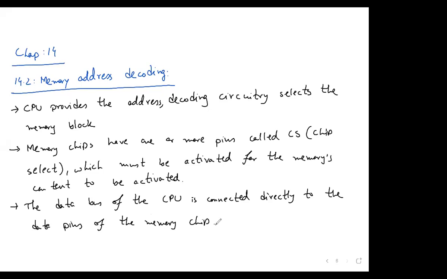Okay, so let me explain up to this. These are again quite straightforward. If you just read, you will understand. So the CPU will provide the address, and we need a decoding circuitry which will select the memory block that we want to use. Normally, our memory chips have one or more pins called CS or chip select. Sometimes it is also known as CE or chip enable, which must be activated for the memory's content to be accessed. Very obvious. And the data pins of the CPU are connected directly to the data pins of the memory chip. We'll see all these things in a while, with one example. Again, these things are there in your book, so I'm just summarizing them.